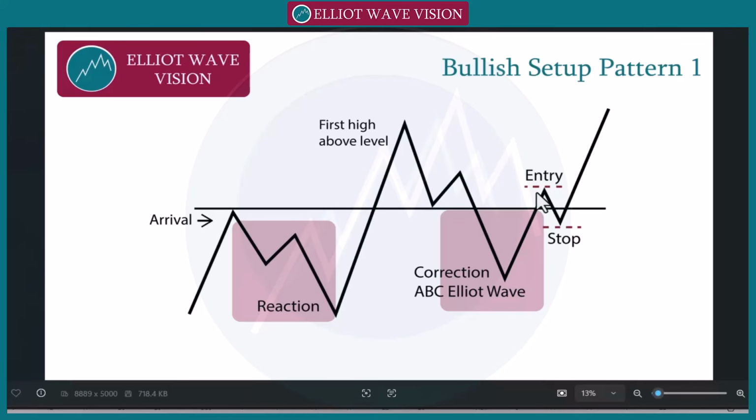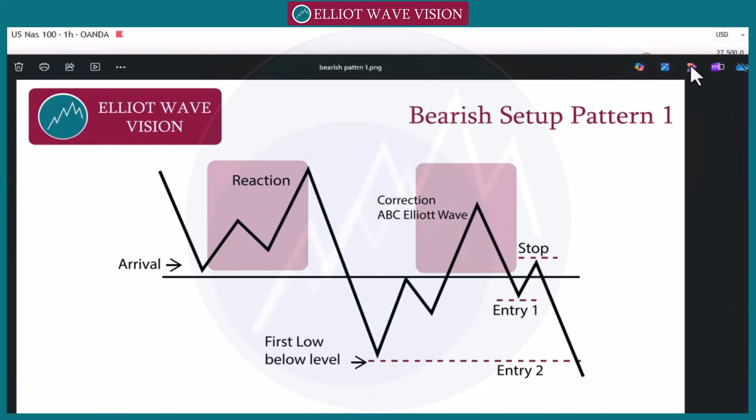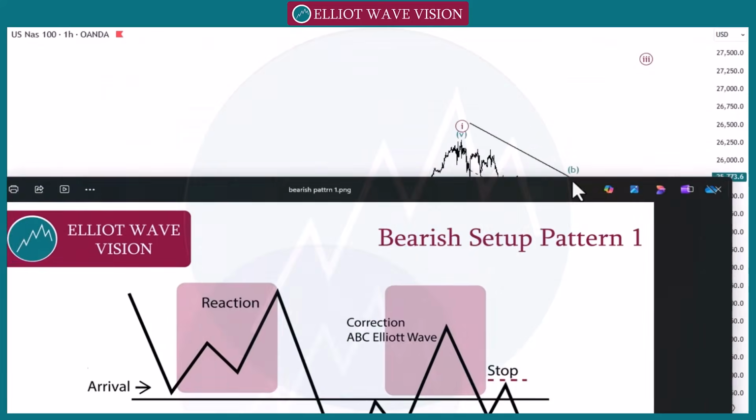After this high, we need to wait for the correction again, and we will shift our entry point from this new high to wave B. At this point, what happened?